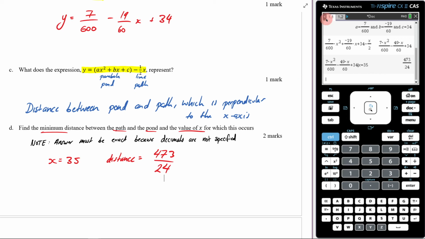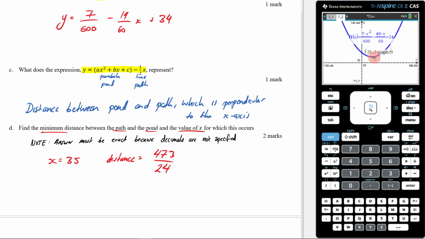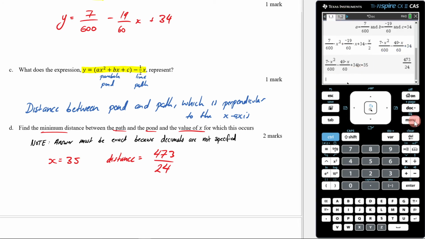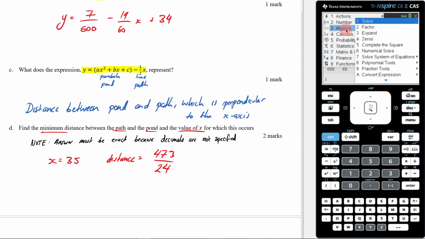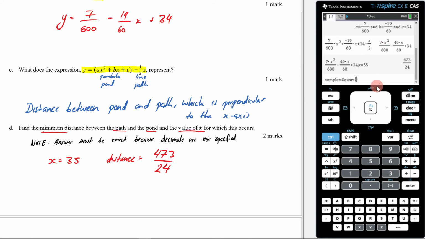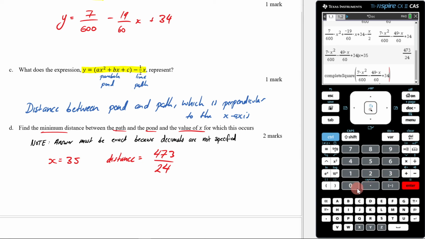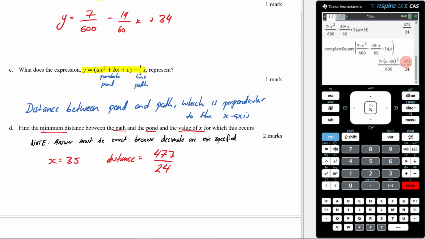Another thing we could have done, if you want to find the turning point of something, you could just complete the square. You could go menu, algebra, complete the square, and then we just want to complete the square of this, enter. You always have to go comma x when you're completing the square, comma x. And as you can see here, there it is, 473 on 24. So that's just another way for you to approach this question.